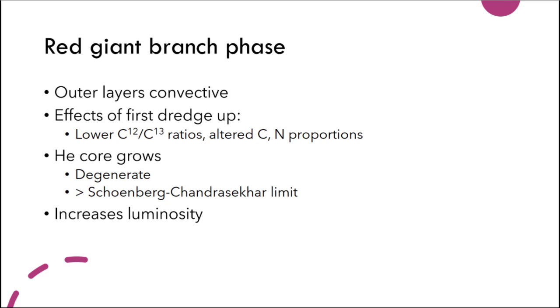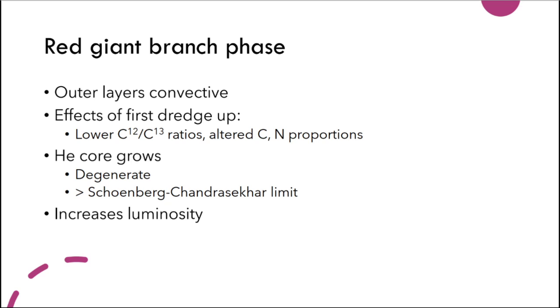At this stage, the outer layers become convective, which means that the fusion products in the core become available to the surface for the first time in the star's lifespan, unless it's a very small star. And this is called a dredge up. The effects of this you will have are lower carbon 12 to carbon 13 ratios and altered carbon nitrogen proportions.